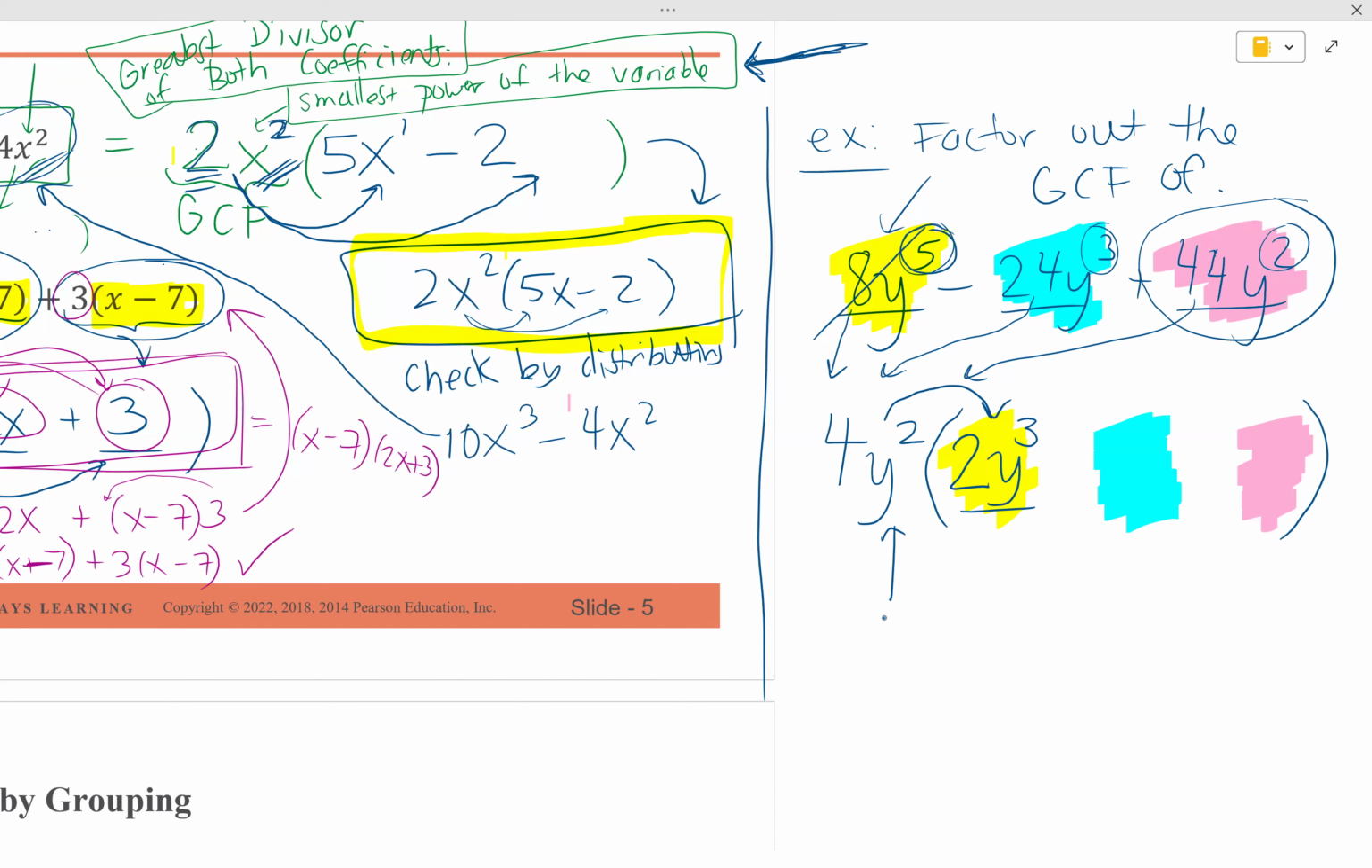All right, now this guy's all taken care of. Don't worry about him anymore. How about you, my friend? 24. You look like a good term. 4 multiplied by what would make negative 24?